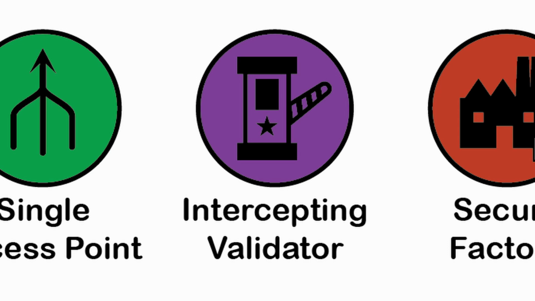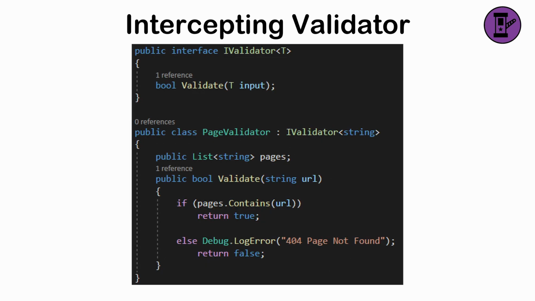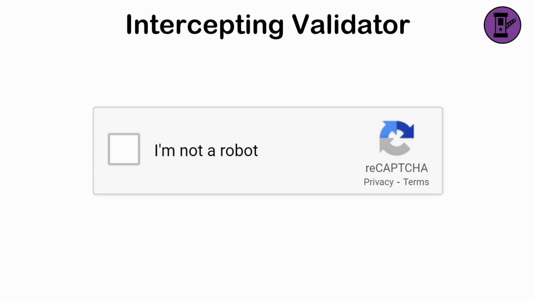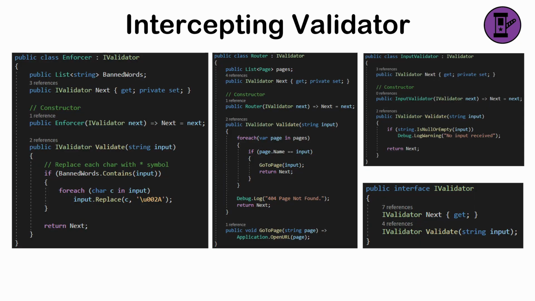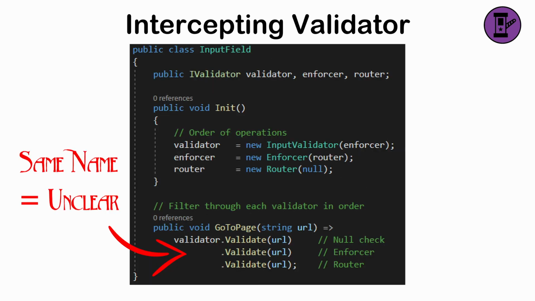Intercepting Validator. A pattern where filters intercept requests or responses to validate, modify, or block them. Filters, such as guard clauses or middleware, can check conditions, sanitize inputs, or apply security policies. These can be chained together to enforce rules, route requests, or handle exceptions without altering the underlying logic. For instance, an API might validate tokens, log activity, and sanitize data before processing. While flexible, overly complex chains can introduce latency or obscure the flow of control.